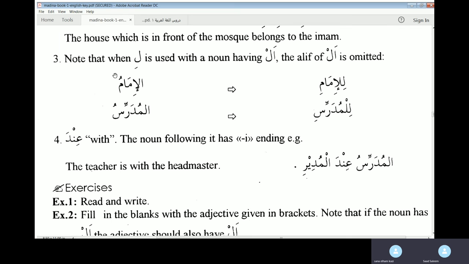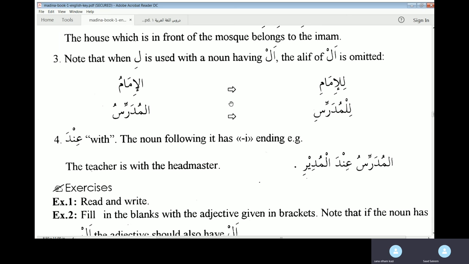In al-imam, we are using dhamma. Why? Because normally we use dhamma if we don't have any other indication. So you can say because of alif lam, this is marfu. But lil-imami, why is this word majrur? Why does it have kasra? Li is a preposition, that's right.